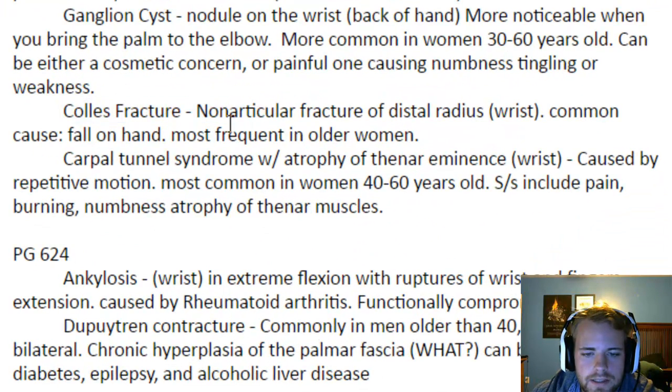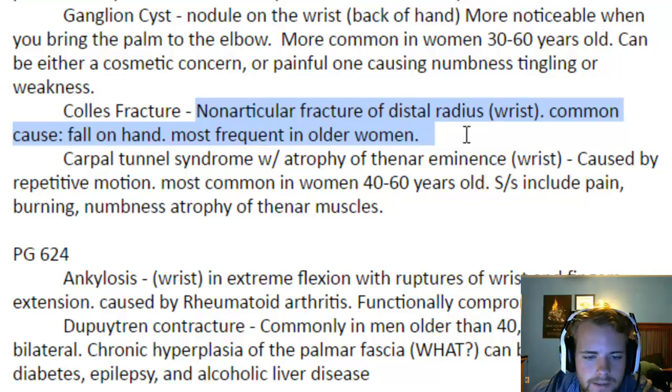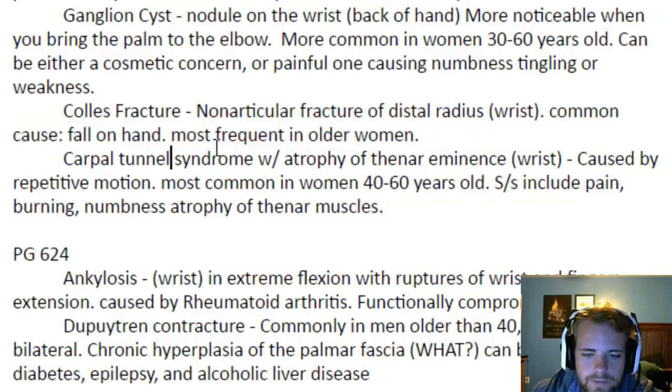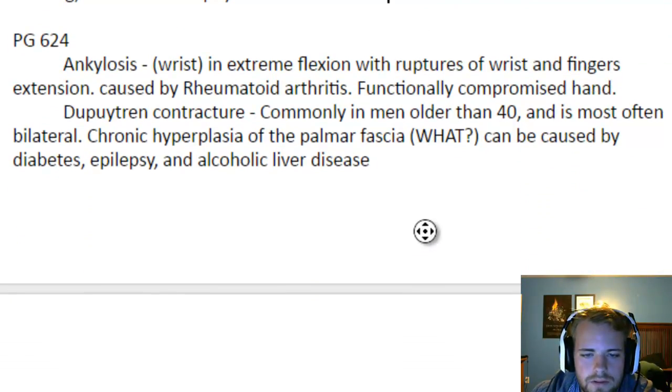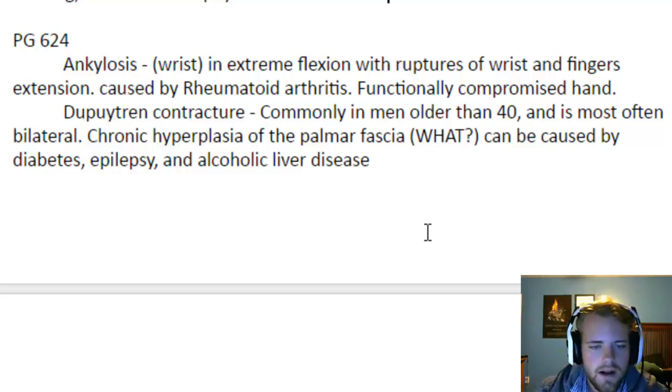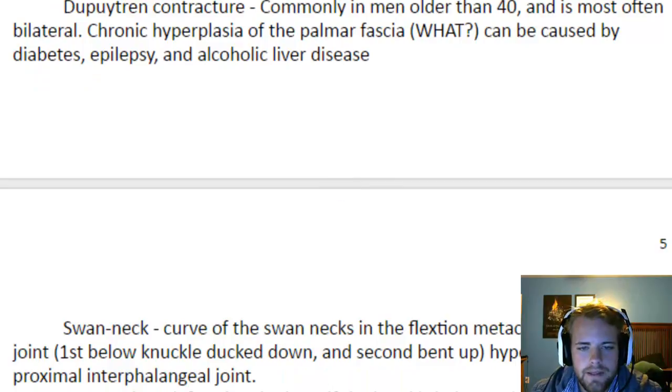So then you have Colles fracture, which is a non-articular fracture of the distal radius. Common cause is fall on the hand, most frequent in older women. Carpal tunnel syndrome, with atrophy of the thenar eminence of the wrist. It's caused by repetitive motion, most common in women aged 40 to 60 years old. Signs and symptoms include pain, burning, numbness, atrophy of the thenar muscles. Okay. So on page 624, you have ankylosis of the wrist.